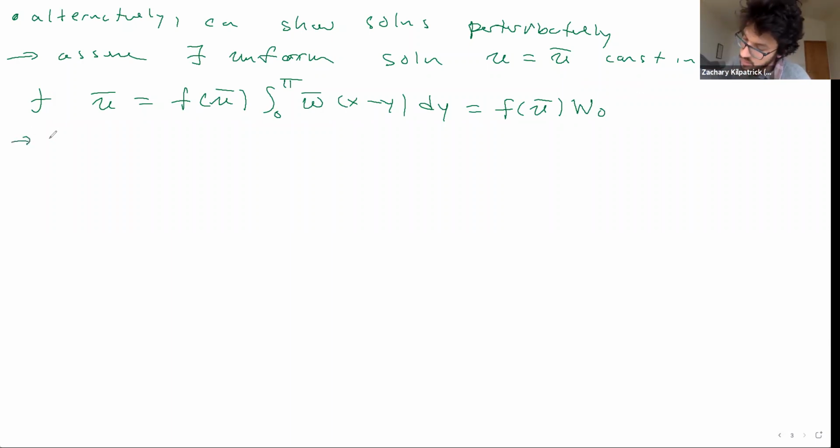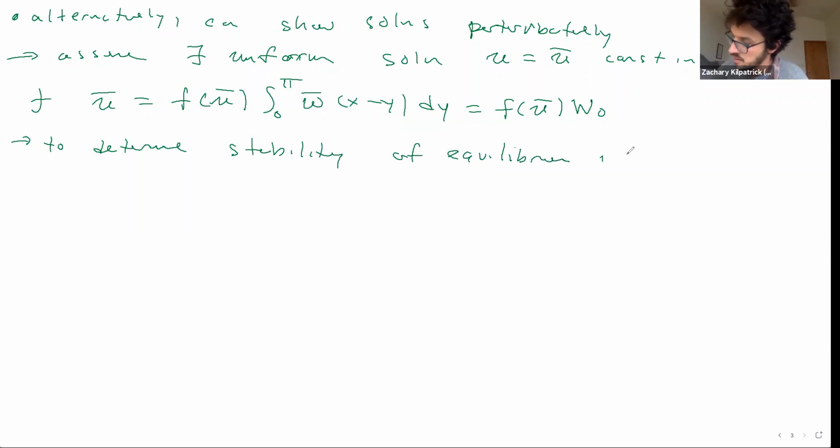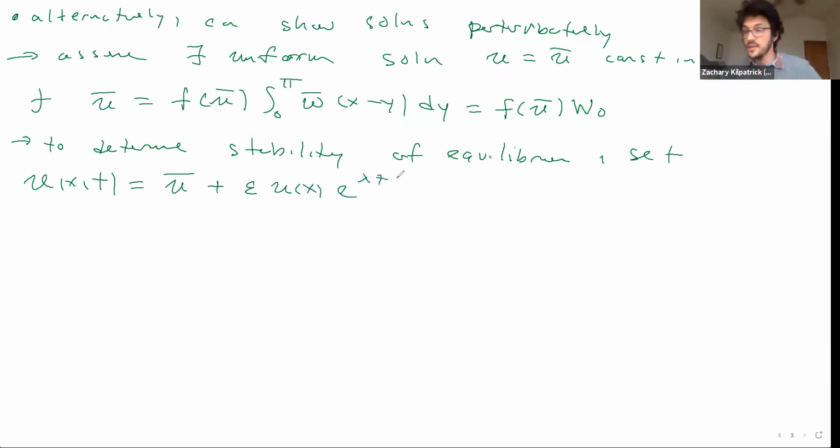So to determine the stability of this equilibrium, we can set U of x,t equal to U bar plus epsilon U of x e to the lambda t, okay? And this is a common approach for nonlinear spatiotemporal equations. How do you study them, right? Because in general, it's hard to just find solutions from scratch, okay?